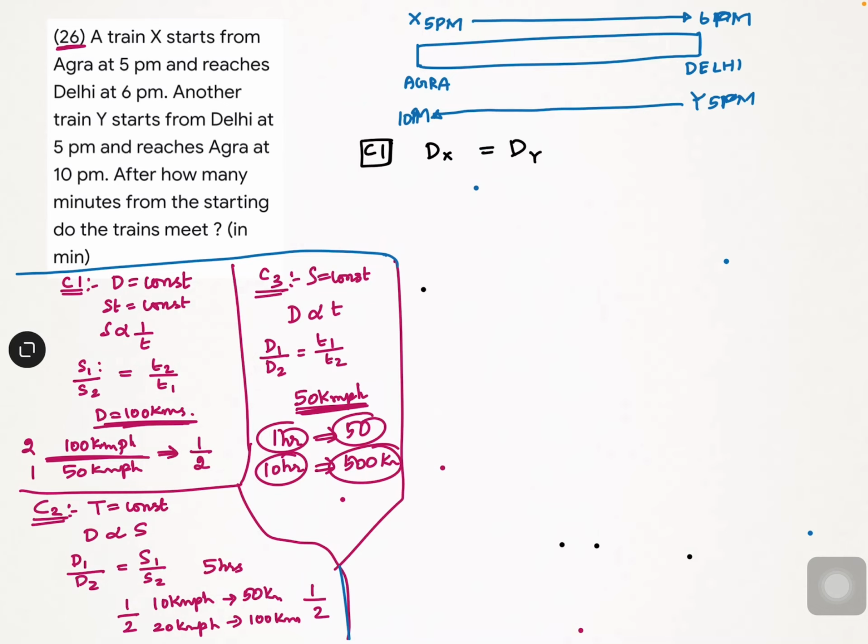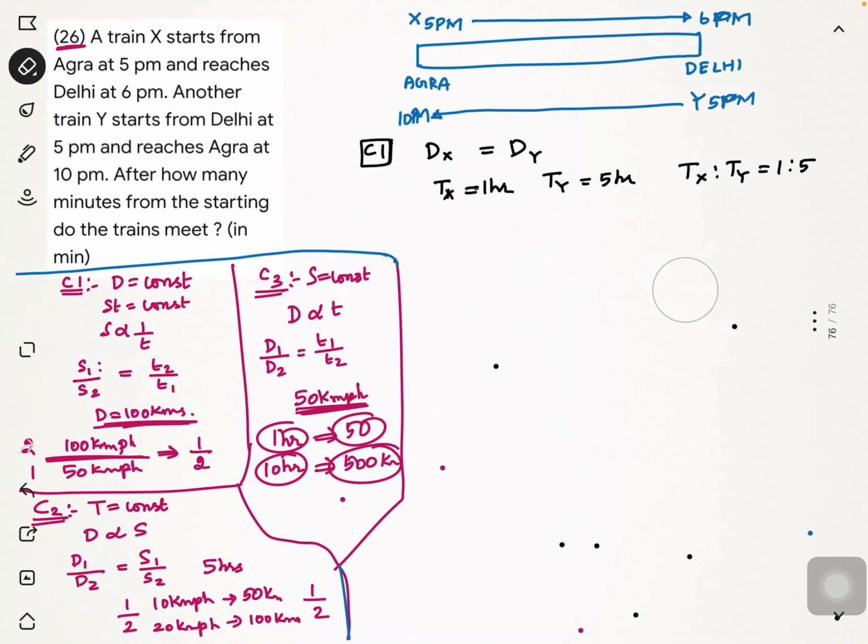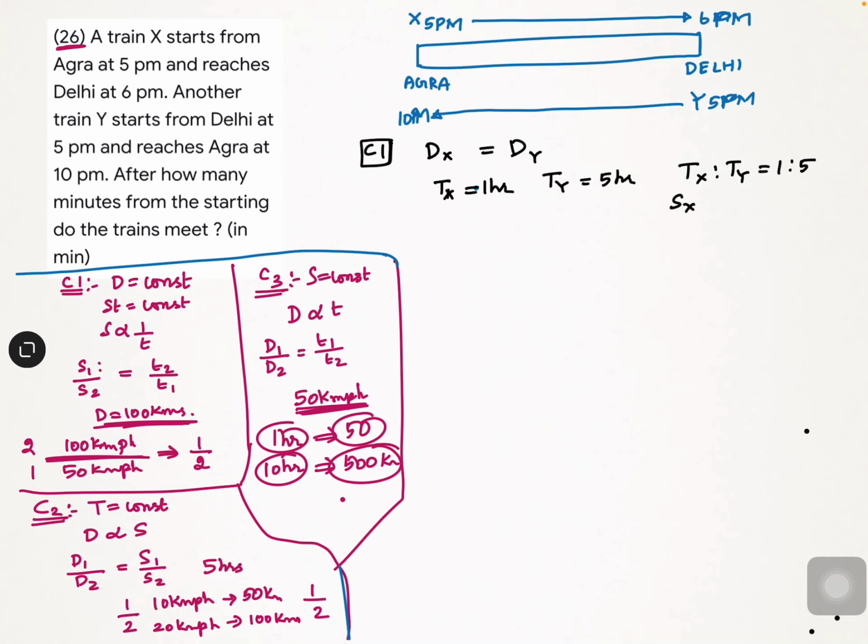So what can I say about speed and time? Speed and time are inversely proportional to each other. So time taken for first train X is equal to 1 hour for the entire distance. The same distance, time taken for the second train is 5 hours. Or in other words, times of the X train and Y train are in the ratio of 1:5. So using concept number 1, can I now go ahead and say that their speed ratios will be 5:1?